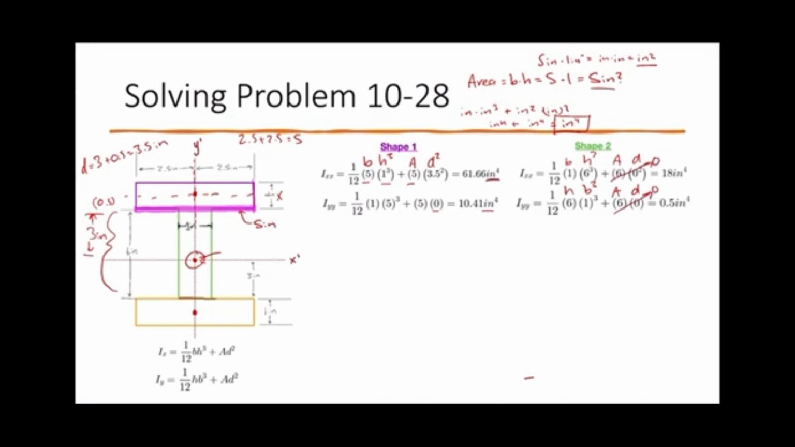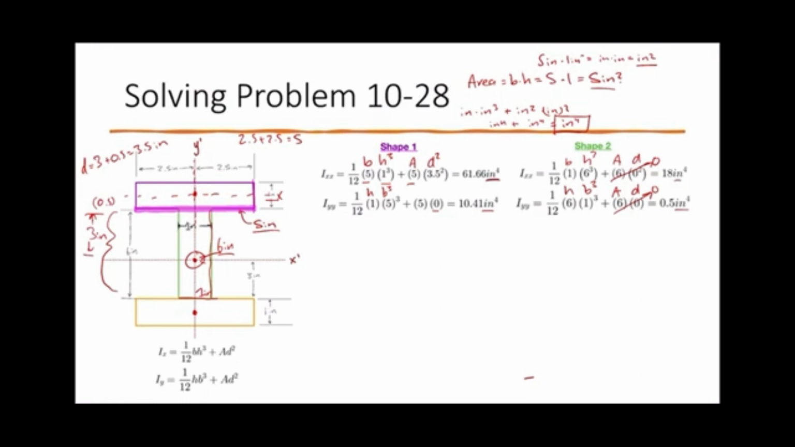Our shape right here is going to have a base of 1 and a height of 6. That's how we get the 6 and the 1 for the base, and same thing back here. We can also check our work really quick. We have the height and the base cubed, right? The 5, perfect. Height, 1, perfect. Which is going to give us 18 inches to the 4th for shape 2, and 0.5 inches to the 4th for our y.